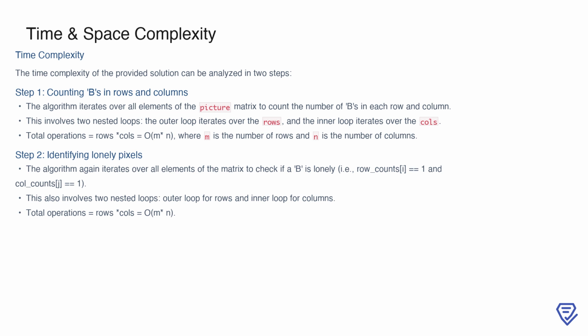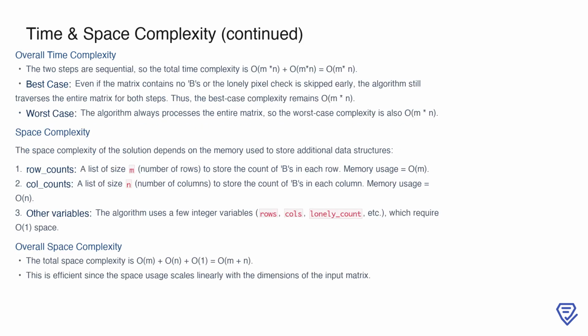Both steps are sequential, so their time complexities add up, but each is proportional to the size of the matrix. Combining the 2 steps, we find that the overall time complexity is O(m*n) plus O(m*n), which simplifies to O(m*n). This remains consistent regardless of the input, as the algorithm must traverse the entire matrix in both steps.